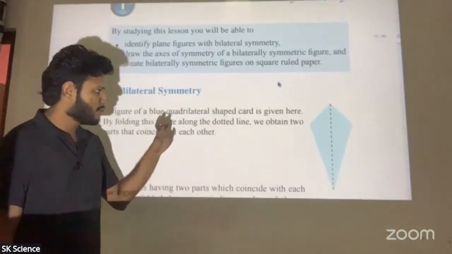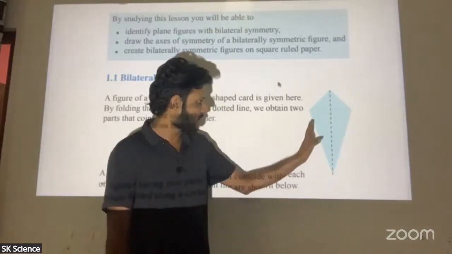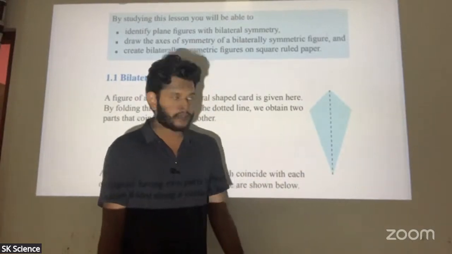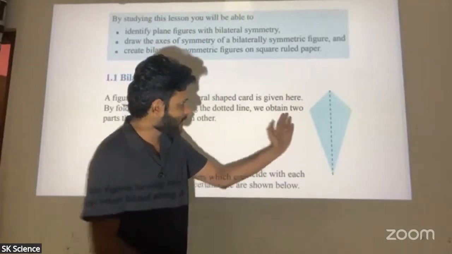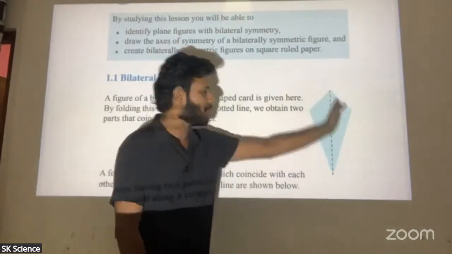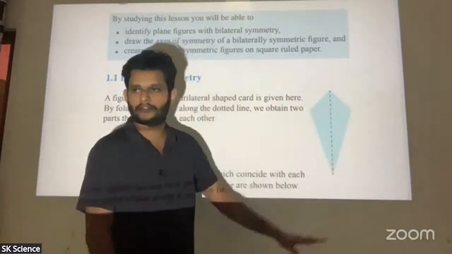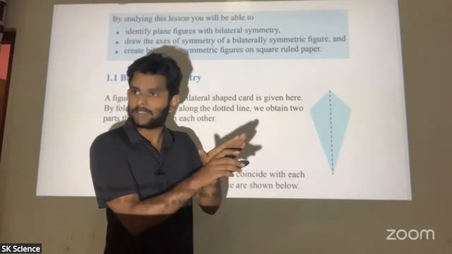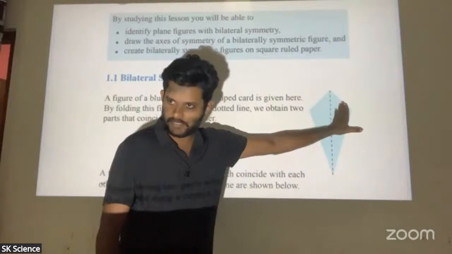Right? That means you can divide this figure into two parts according to this axis. Understood? What happens if you fold this figure, that means this plane? You fold this plane to this side, it coincides with each other. Coincide means one is placed on top of the other. Fold means to bend. If you fold this like this, it coincides.